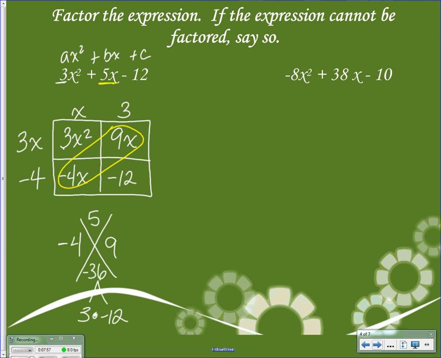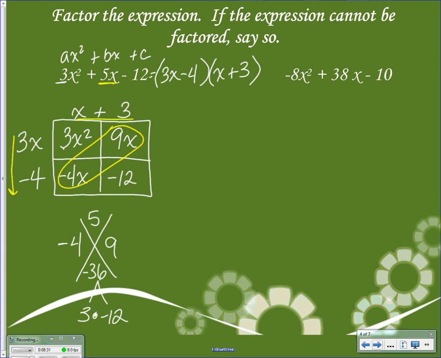So my factored form of this expression would be 3x minus 4 and x plus 3. So I just did this as what's the area of this square? X plus 3 and 3x minus 4, length times width, gives me the area of my square.